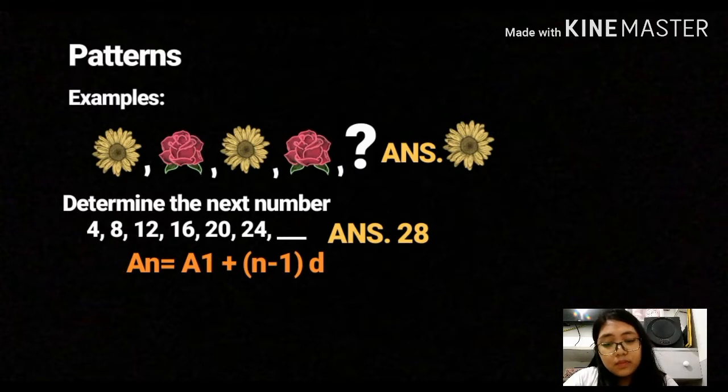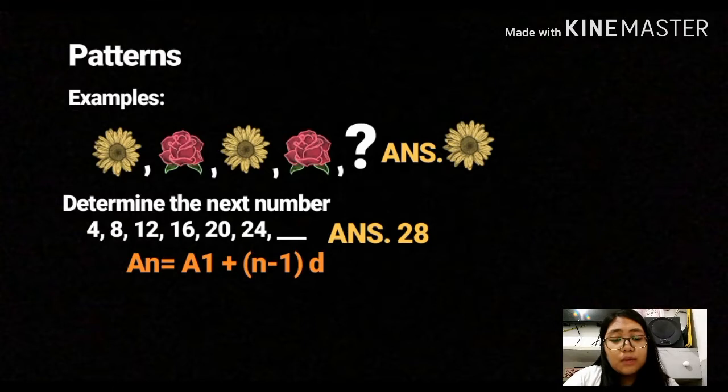But we can also solve this by a formula. a sub n is equal to a sub 1 plus n minus 1 times d. n is the term we're looking for, a sub 1 is the first term, and d is the common difference.